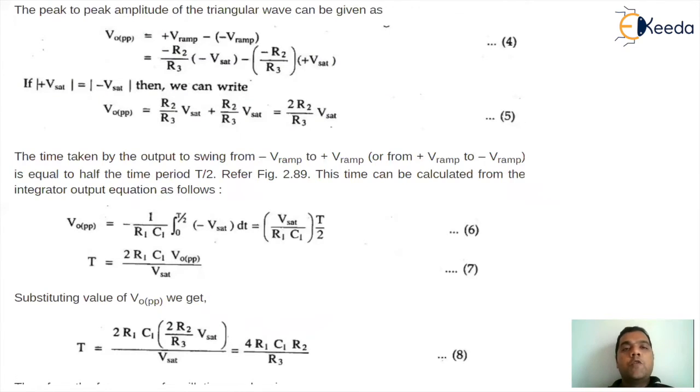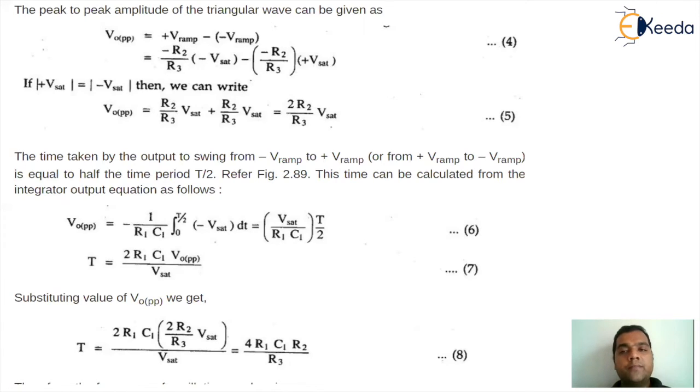So the total output peak to peak will be the potential difference between the two ramp peak values. So automatically it will be twice of R2 by R3 into Vsat. That will be the output VO peak to peak. Now the output that we got as VO peak to peak is basically an integration of a plus Vsat or a minus Vsat for half the time cycle. And that's the reason the VO peak to peak value can be equal to minus 1 by R1 C1 integral 0 till T by 2 of minus Vsat dt.